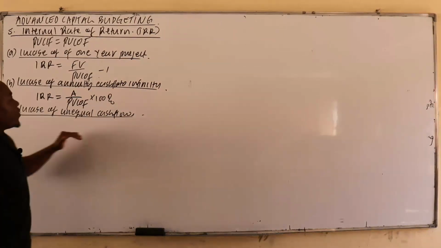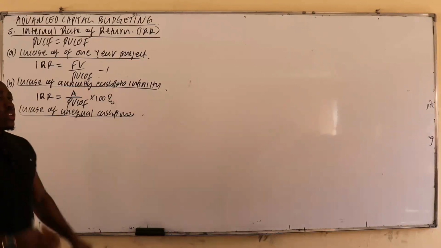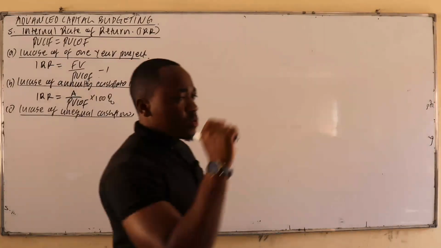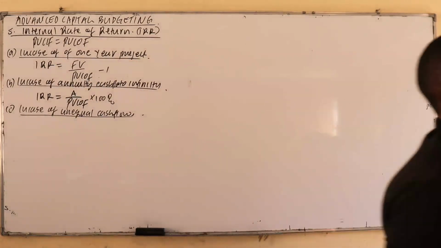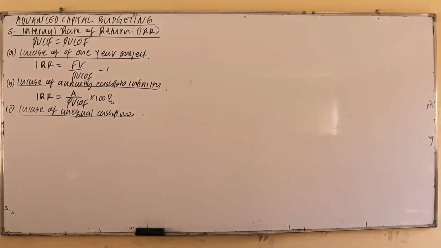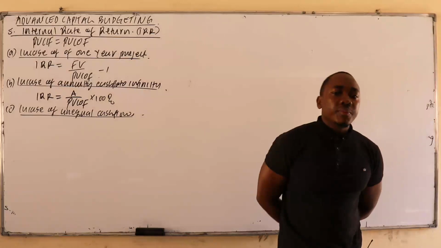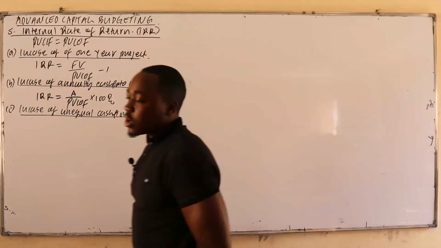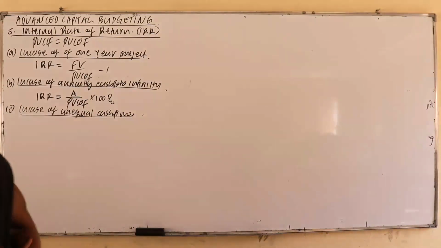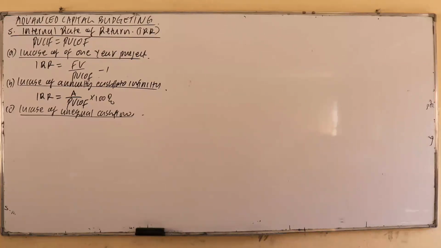So in case of unequal cash flow, we use the trial and error method. And what are some of the steps followed? Number one, determine the project's NPV using the entity's cost of capital.